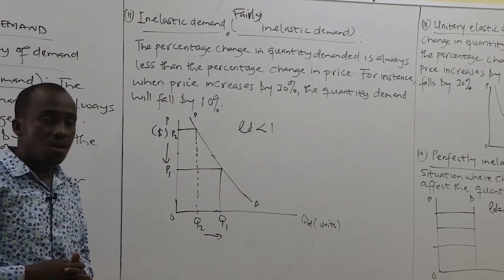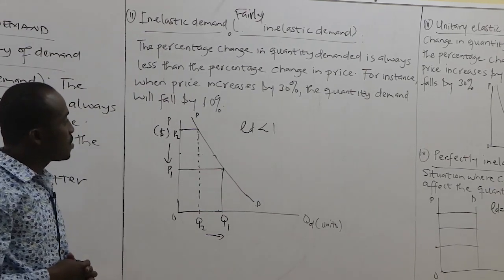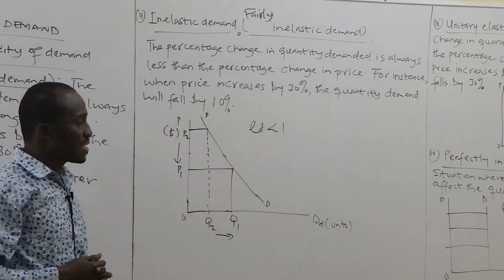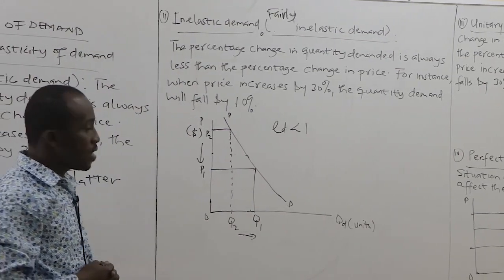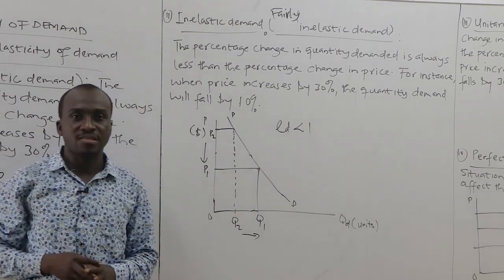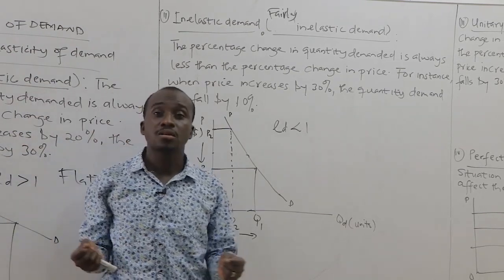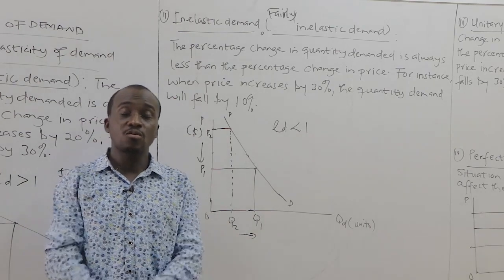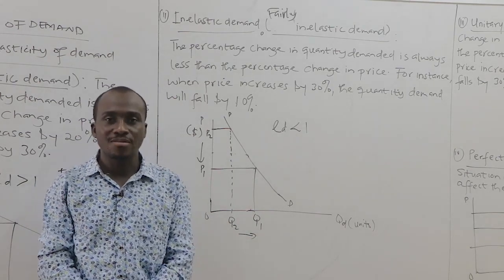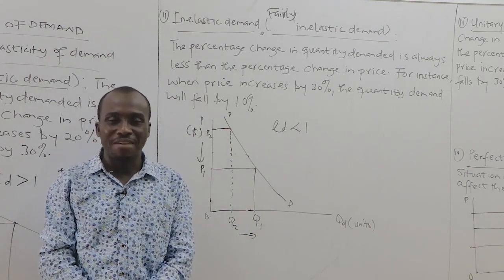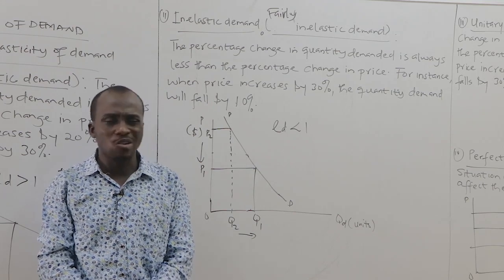For instance, if the price increased by 30%, quantity demanded will fall by 10%. In that case, assuming a product, the price increased by 30%, but demand fell only by 10%. That means the commodity is not highly sensitive to change in price. So change in price does not affect its demand so much. Even though demand will fall, it does not fall by so much.